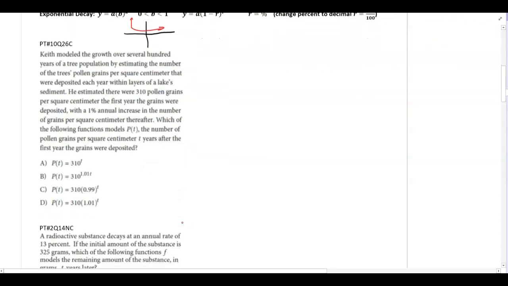So the first example here, Keith modeled the growth over several hundred years of a tree population by estimating the number of trees, pollen grains per square centimeter that were deposited each year within a layer of a lake sediment. He estimated there were 310 pollen grains per square centimeter the first year, with a 1% increase in the number of grains per square centimeter thereafter. Which of the following functions models P of t, the number of pollen grains per square centimeter, t years after the first year the grains were deposited?